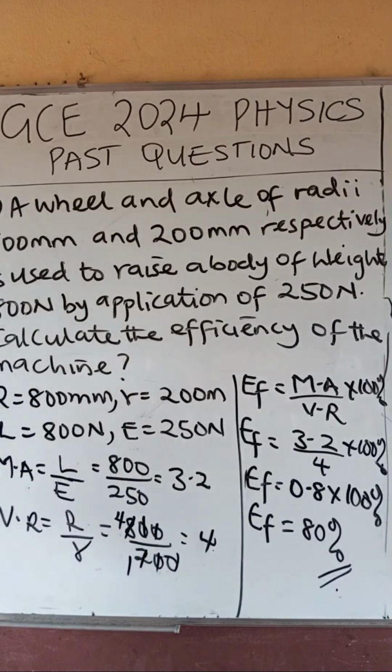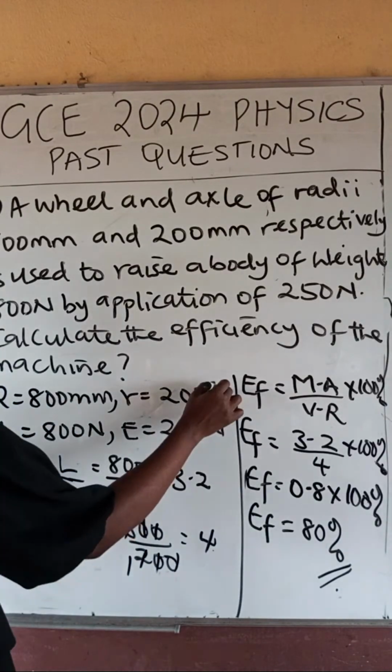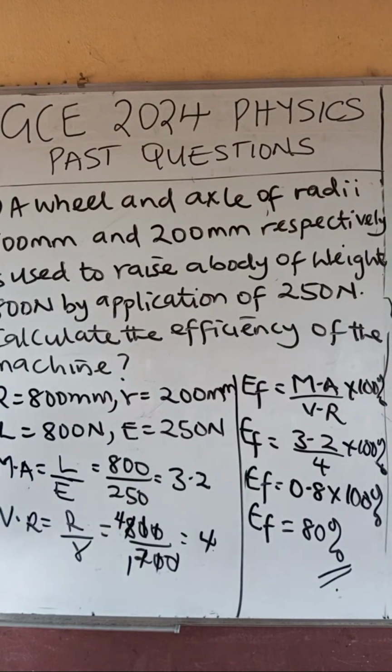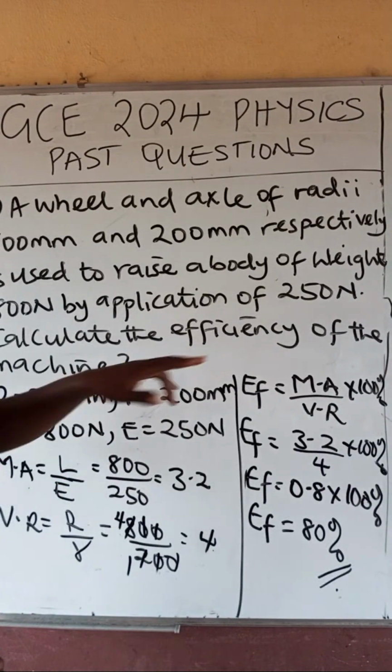All right, let me do a recap. A wheel and axle of radii 800 millimeters and 200 millimeters respectively is used to raise a body of weight 800 Newton by the application of 250 Newton. To be able to solve this problem, we are going to remember to state our parameters. The radius of the wheel R is equal to 800 millimeters. Our radius of the axle is 200 millimeters. Now our load is 800 Newton, while the application of this is the effort, which is 250 Newton.